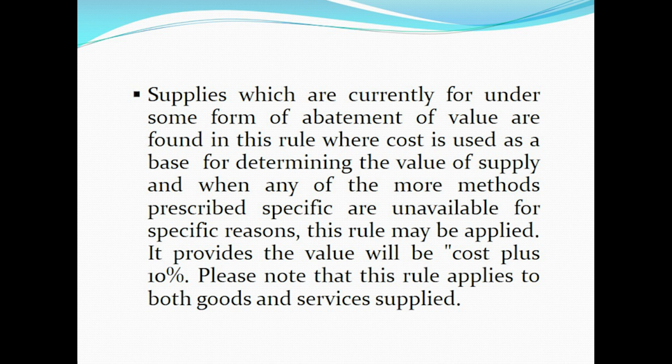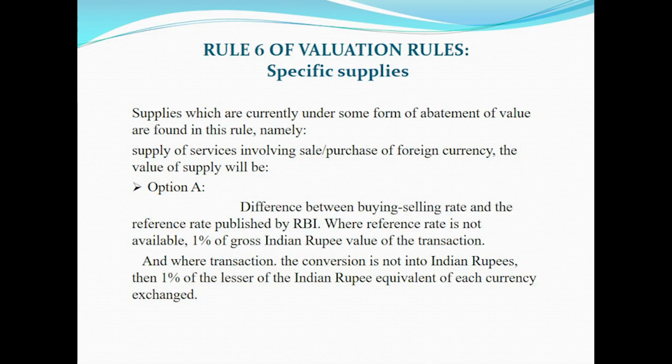Then it also says that the value of the taxable supply will be equal to cost plus 10%. Now, a standing instruction to be noted here is, this rule applies to both goods and services which are being supplied. Moving on to rule 6. The rule 6 GST valuation rule talks about specific supplies. Now, what are these specific supplies?